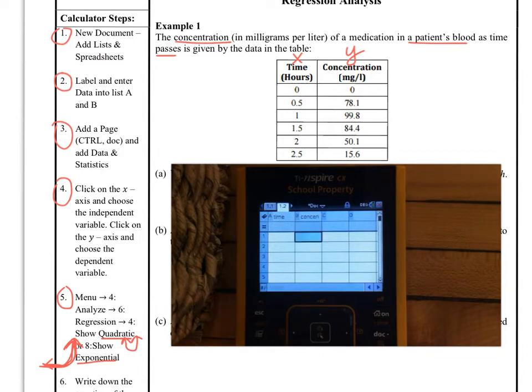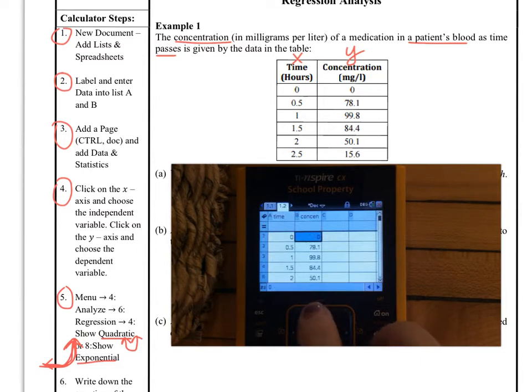And then under column A, we want to enter our data. So 0 hours, 0.5, 1, 1.5, 2, 2.5. And then we want to go back up. And 0 matches up with 0 from our table, 78.1, 99.8, 84.4, 50.1, and 15.6. Enter. Okay, so from here we want to be able to see what this data looks like on a graph and to see if it's quadratic or exponential.